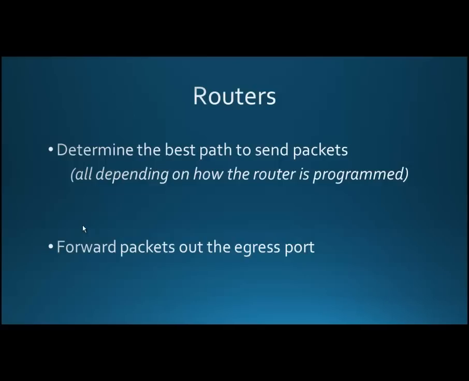Other protocols like EIGRP and OSPF take bandwidth into consideration. So if you've got a path through dial-up and a path through a T1, it'll take the path through the T1. All right, we forward packets out of the egress port. So remember, packets come in through the ingress port and they leave the router or switch through the egress port.